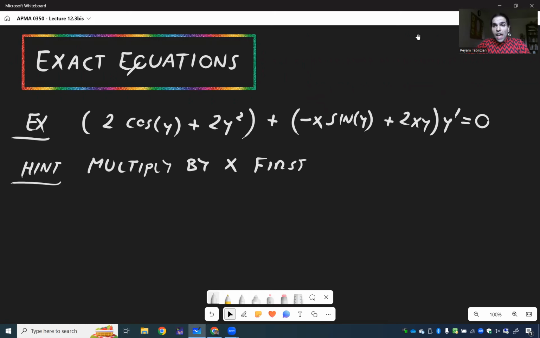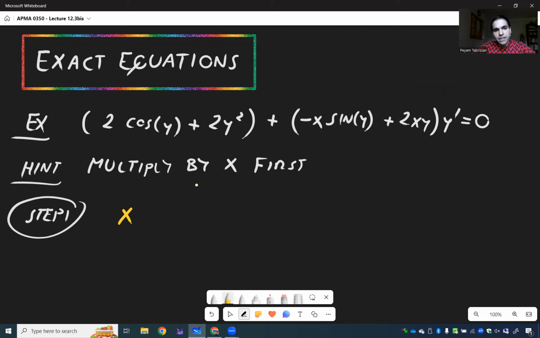Now, when to use exact equations? First of all, if everything else fails, because you can't put it in the form y prime plus p y equals f of t, you can't really separate the variables. So you think, okay, maybe I can use exact equations. And also here the hint says multiply by x first. That's another thing. Because it turns out, you can try it out, the equation itself is not exact, but if you multiply it by x, it becomes exact.